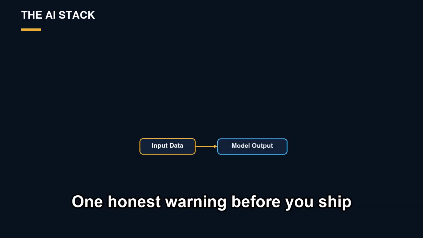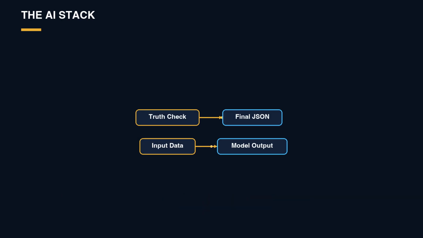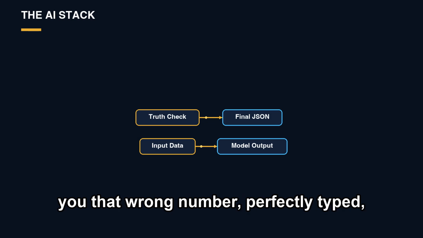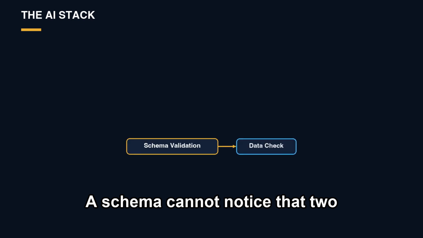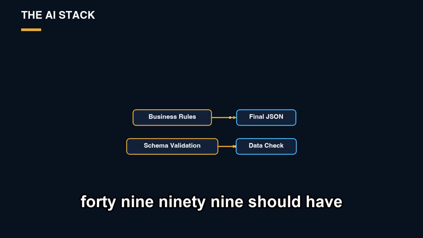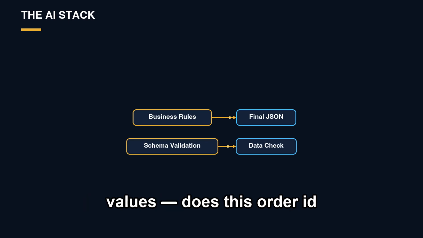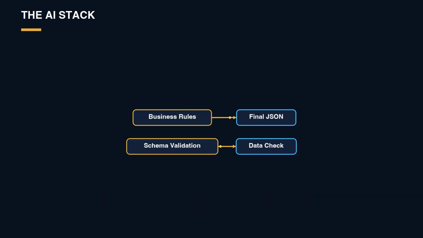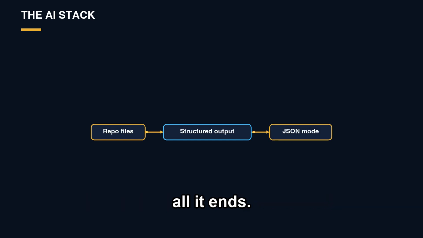One honest warning before you ship this. The guarantee covers the shape, never the truth. If Dana had typed the wrong order number, the model would hand you that wrong number, perfectly typed in the right field. A schema cannot notice that $249.99 should have been $219. So in production, you still validate values. Does this order ID exist? Is the amount within refund policy? Structured output ends the fight with the packaging, and that is exactly all it ends.